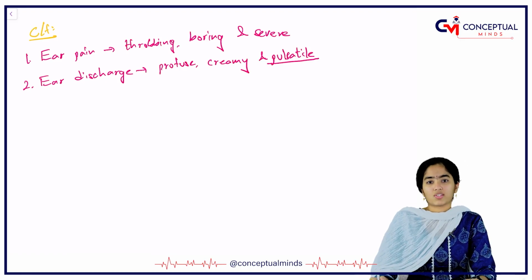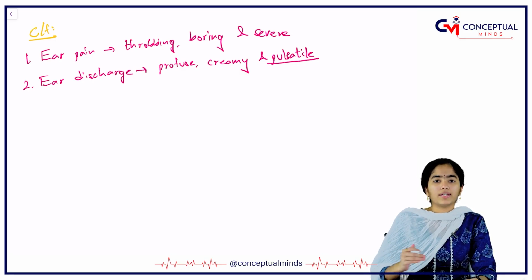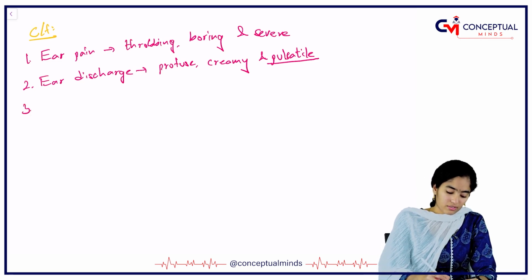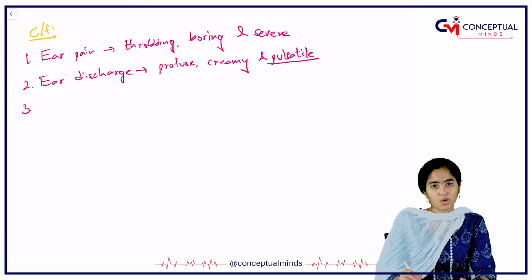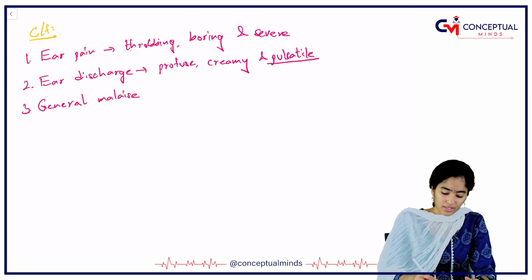Why does the discharge become pulsatile? When there is compression of the internal jugular vein, the degree of pulsation of the discharge will change. Then there are some constitutional features, such as general malaise and fever. The fever is not a very high fever, it's a low grade fever.